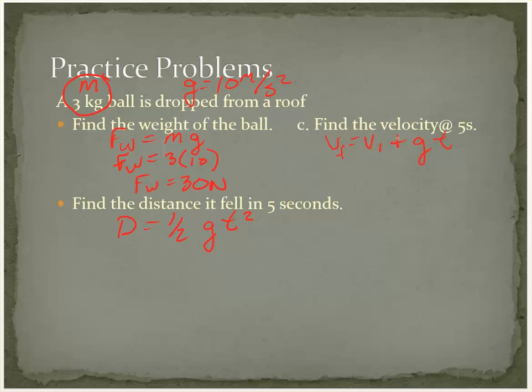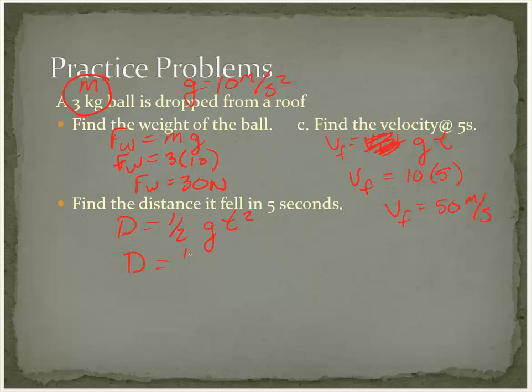For the velocity, I'm going to do these a little bit out of order, but that's alright. If it's dropped, we can assume the initial speed to be 0. So our final velocity is g, which is 10, times the time of 5 seconds. So the final velocity was 50 meters per second.